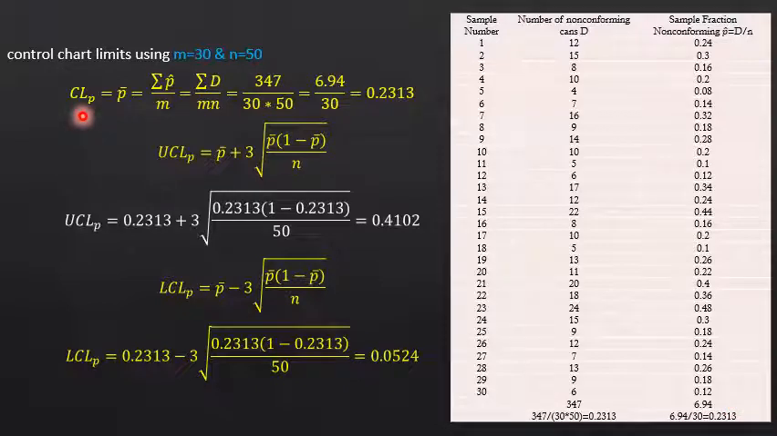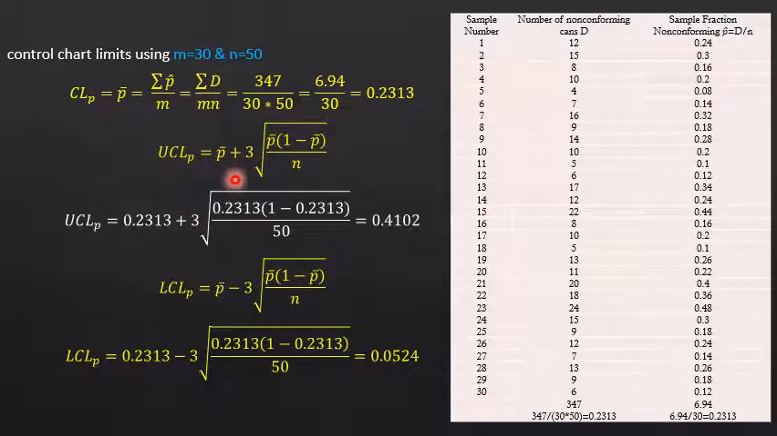First, the center line for the P chart is equal to P bar, and for P bar we can use either this formula or this formula. First I show you the calculation by this formula, that is summation D divided by mn, that is 347 divided by m, that is 30 multiplied by 50, and so we get 0.2313. Similarly, by using the other formula, summation P cap divided by m, we get 6.94 divided by 30, and we get 0.2313.